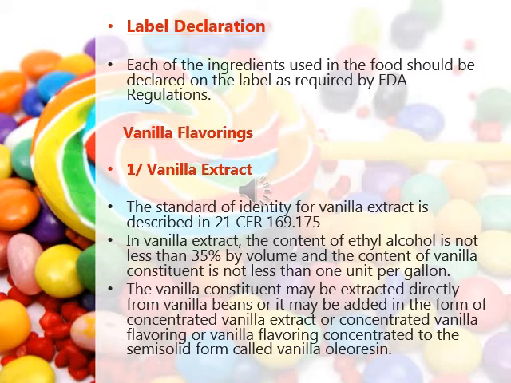Number 1. Vanilla extract. The standard of identity for vanilla extract is described in 21 CFR 169.175. In vanilla extract, the content of ethyl alcohol is not less than 35% by volume, and the content of vanilla constituent is not less than 1 unit per gallon. The vanilla constituent may be extracted directly from vanilla beans, or it may be added in the form of concentrated vanilla extract or concentrated vanilla flavoring, or vanilla flavoring concentrated to the semi-solid form called vanilla oleoresin.